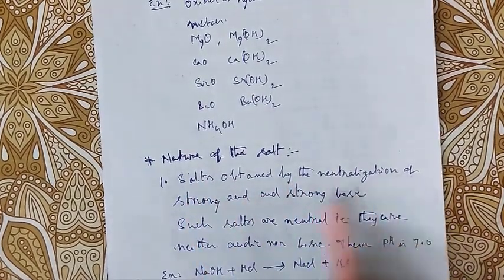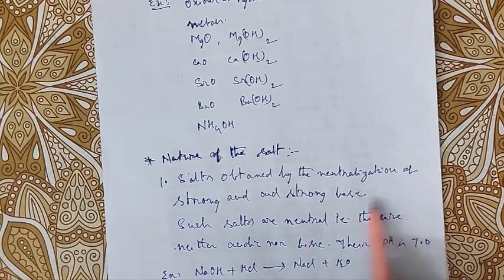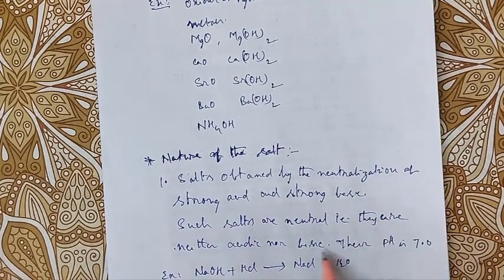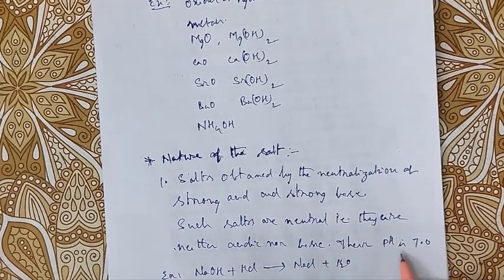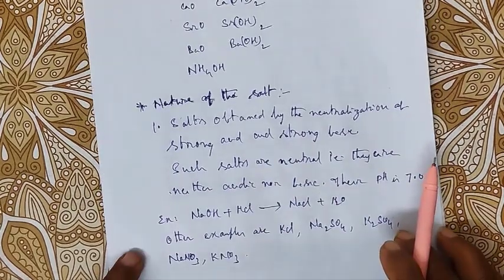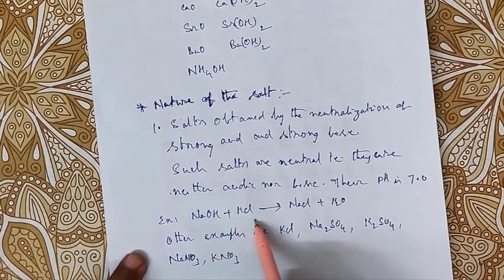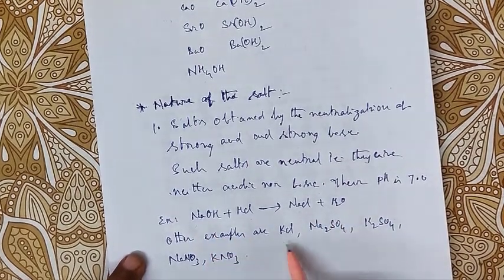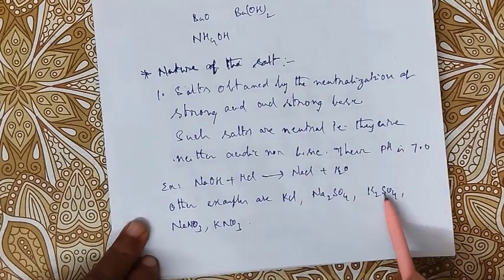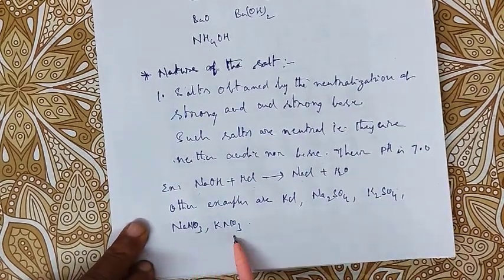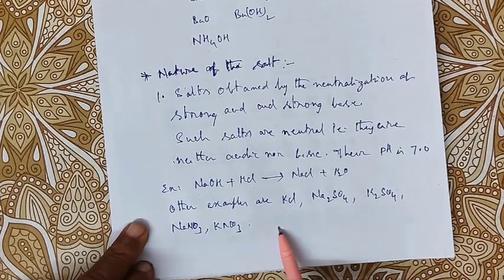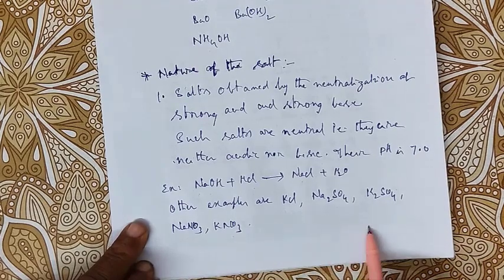Now let us see the nature of the salt. Salts obtained by neutralization of strong acid and strong base are neutral, that is they are neither acidic nor basic. Their pH is exactly 7. So for example, sodium hydroxide plus HCl gives sodium chloride and water. Other examples are potassium chloride, sodium sulfate, sodium nitrate, potassium nitrate, etc. All these are solutions of salts of strong acid and strong bases. Their pH is 7, therefore they are neutral in nature.